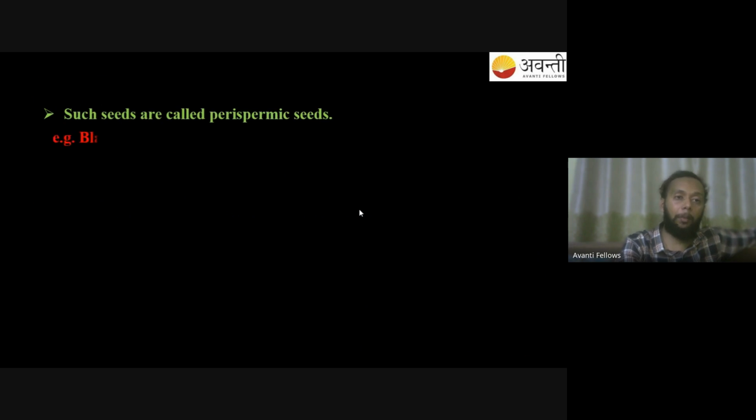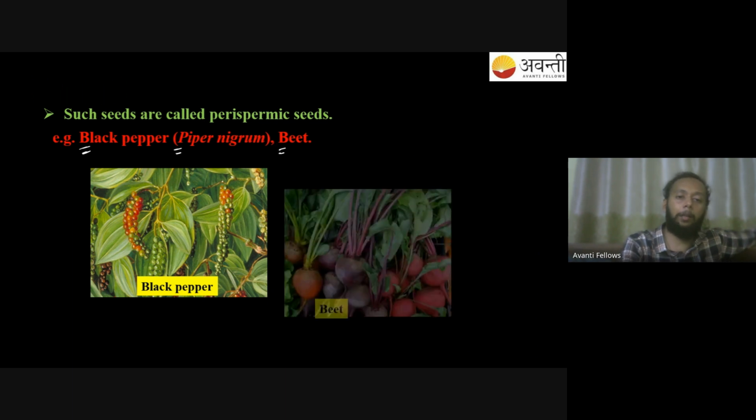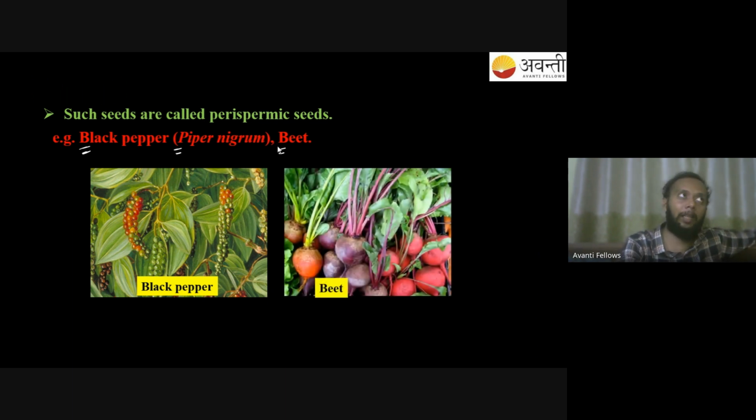So perisperm is observed in black pepper. That's one example you have to know. जिसका genus का नाम है यहाँ पे Piper. And the other example is beet. I think beet भी सबने देखा है. Black pepper शायद आपने plant नहीं देखा होगा लेकिन उसको use किया आपने. So black pepper and beet are the two examples of perispermic seed.